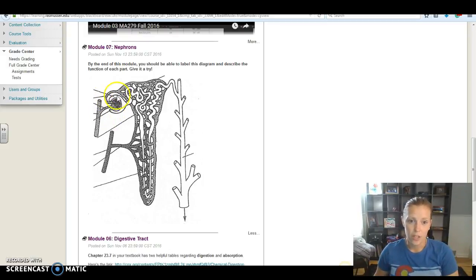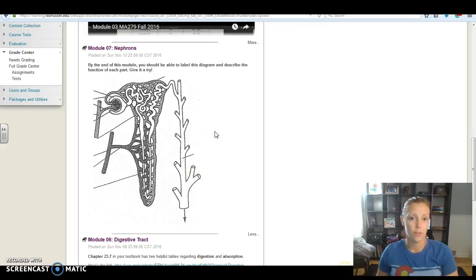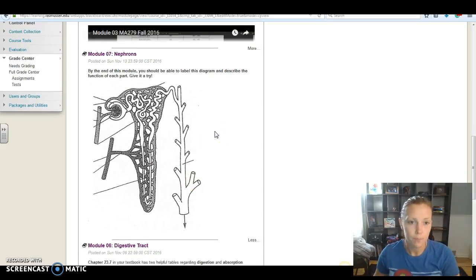Really understanding what each and every one of these parts and each and every one of these little tubes are will help you immensely when you get to that quiz and also on your final exam. So take a look at this nephron. If you are lost when you see this picture and you have no idea what it is, that means you need to focus a little bit more on that this week.